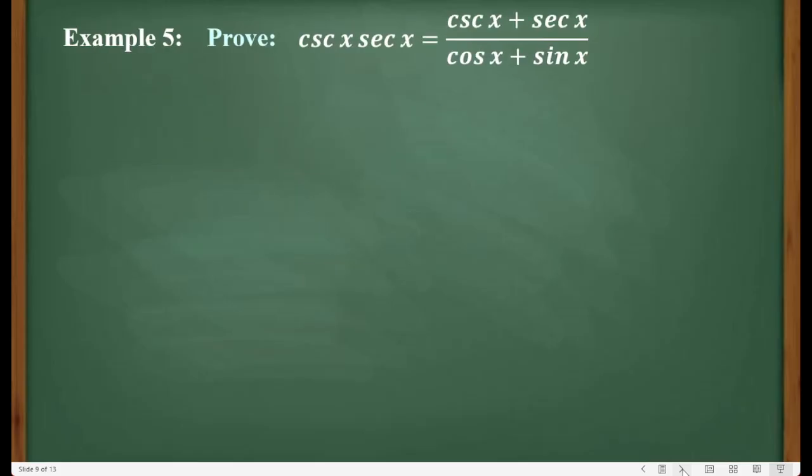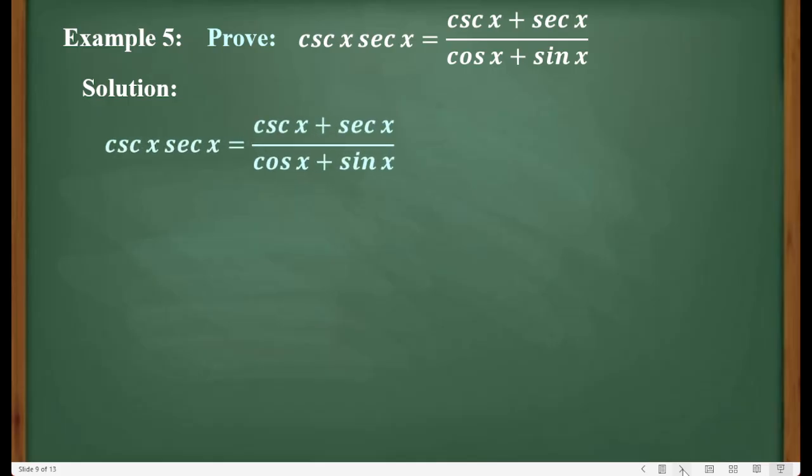Next, we go to number 5. How about this one? Cosecant x secant x equals quantity cosecant x plus secant x divided by cosine x plus sine x. Okay, rewriting the given equation. So what we're going to simplify here, obviously, is the right side, and make the right side identical to the left side.